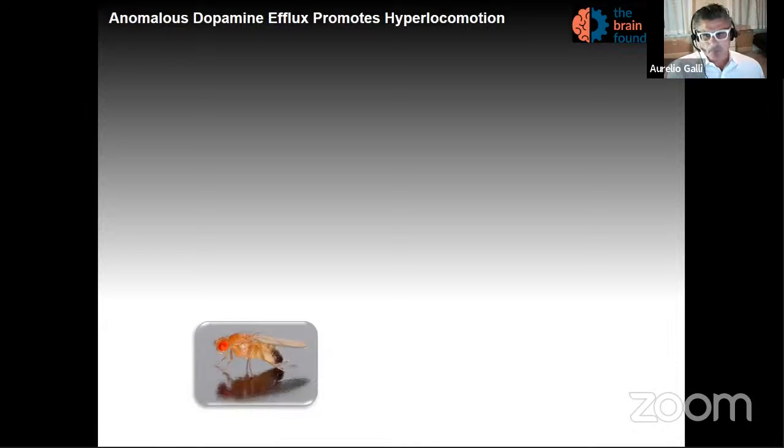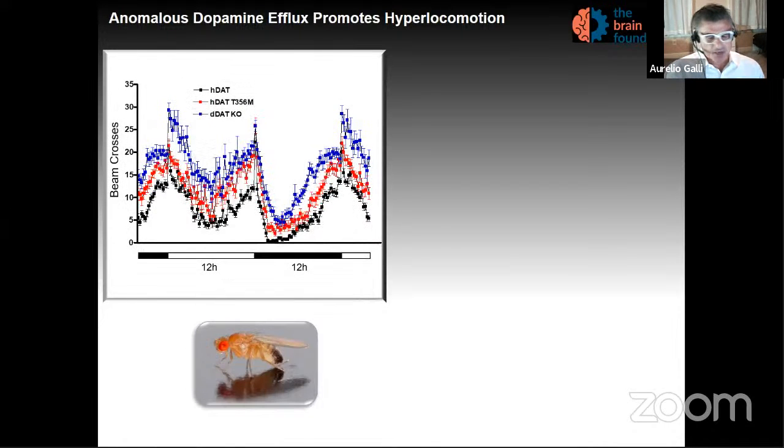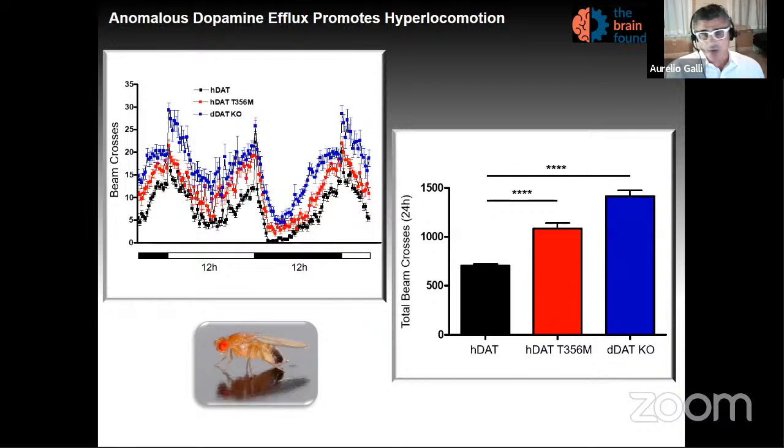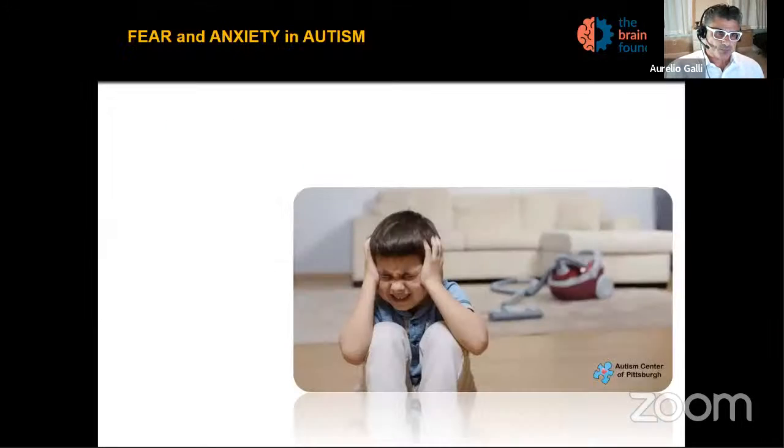You can also do beam crossing to look at the circadian locomotor activity. So these are the wild types, so the human DAT, over the turn on of the lights and the turn off of the lights over 26 hours. And you can see clearly that the human DAT expressing the T356M is completely hyperactive, almost similarly to flies that are not expressing the transporter at all, and therefore have a really high level of extracellular dopamine. And you can quantify this over 24 hours to see clearly that the mutation causes hyperactivity in these flies.